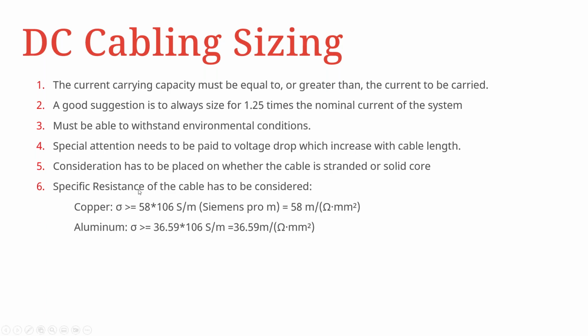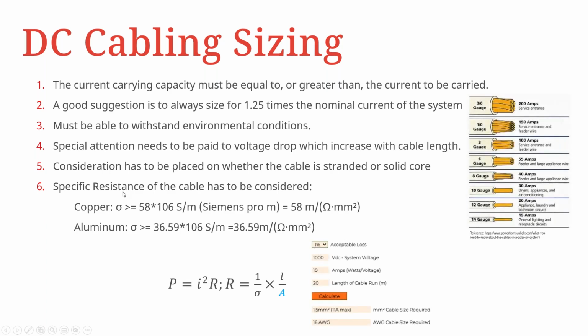And then, of course, finally, we need to consider the specific resistance of the cables to be used, either, of course, the material of the cable to be used, if it's copper or aluminum, because they have different specific resistance, as we can see here. And then just to add some bit of context to it, here we have the different gauges and what these gauges of cables can be used for.